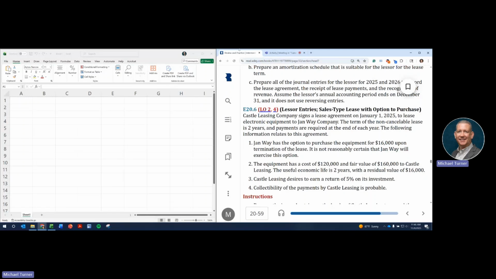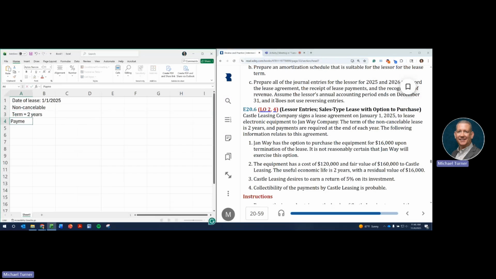Castle Leasing Company signs a lease agreement on January 1st, 2025 to lease electronic equipment to Janway Company. The term of the non-cancelable lease is 2 years, and payments are required at the end of each year. And then we have 4 facts related to the lease agreement. So let's note some things here. The date of the agreement is 1/1/2025. It's non-cancelable. We can also note that the term is 2 years.